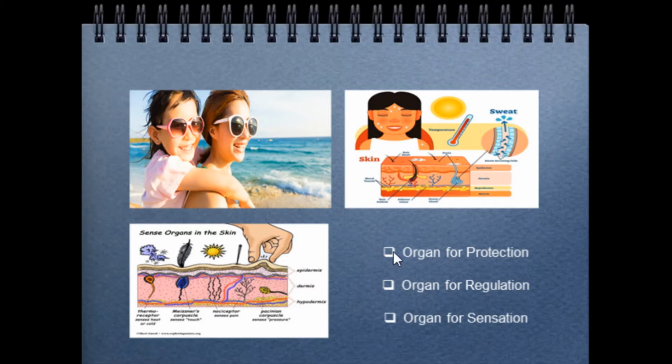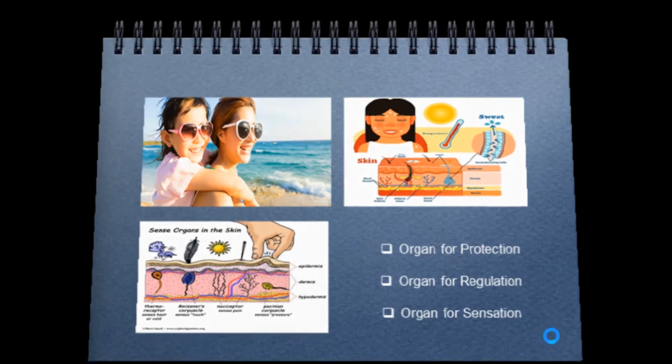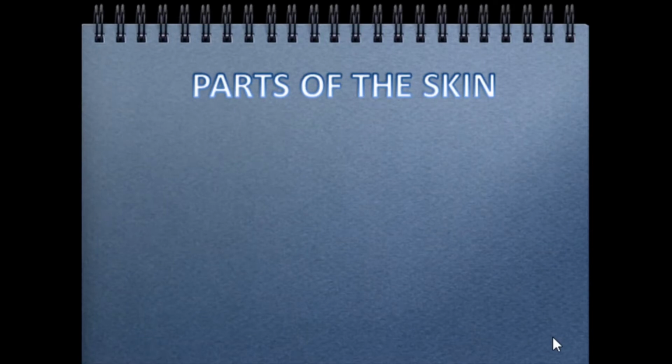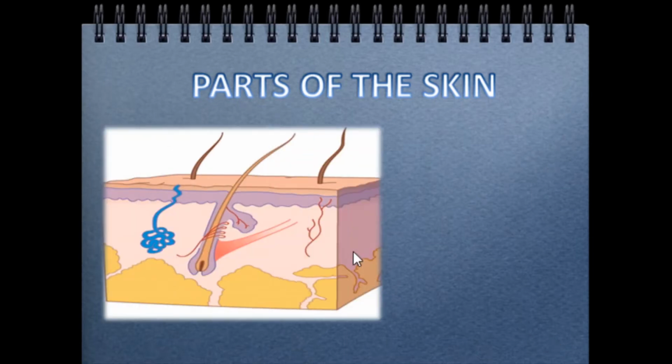Again, the main functions for our skin: organ for protection, organ for regulation, and organ for sensation. Alright? What are the parts of the skin that allows us to experience those functions. We have here the diagram of our skin, both outer and the inner.